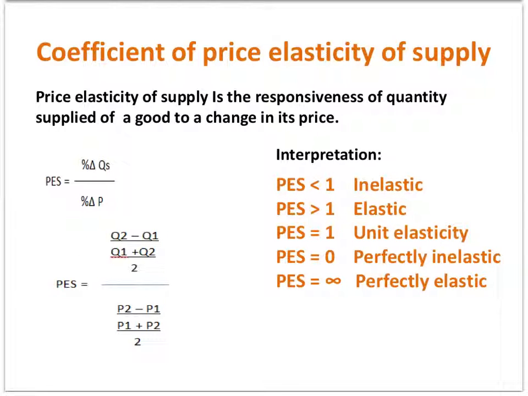If coefficient is less than 1, it indicates inelastic supply. More than 1, elastic supply. 1, unit elasticity of supply. 0, perfectly inelastic supply. And infinity, perfectly elastic supply.